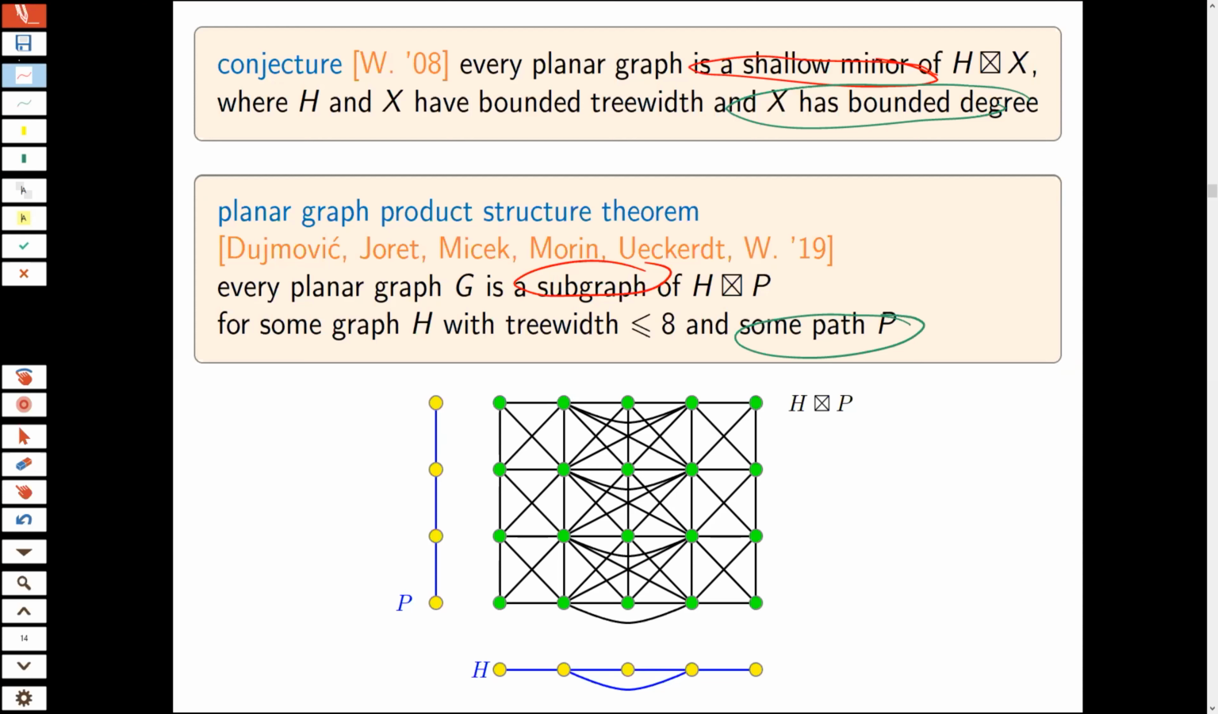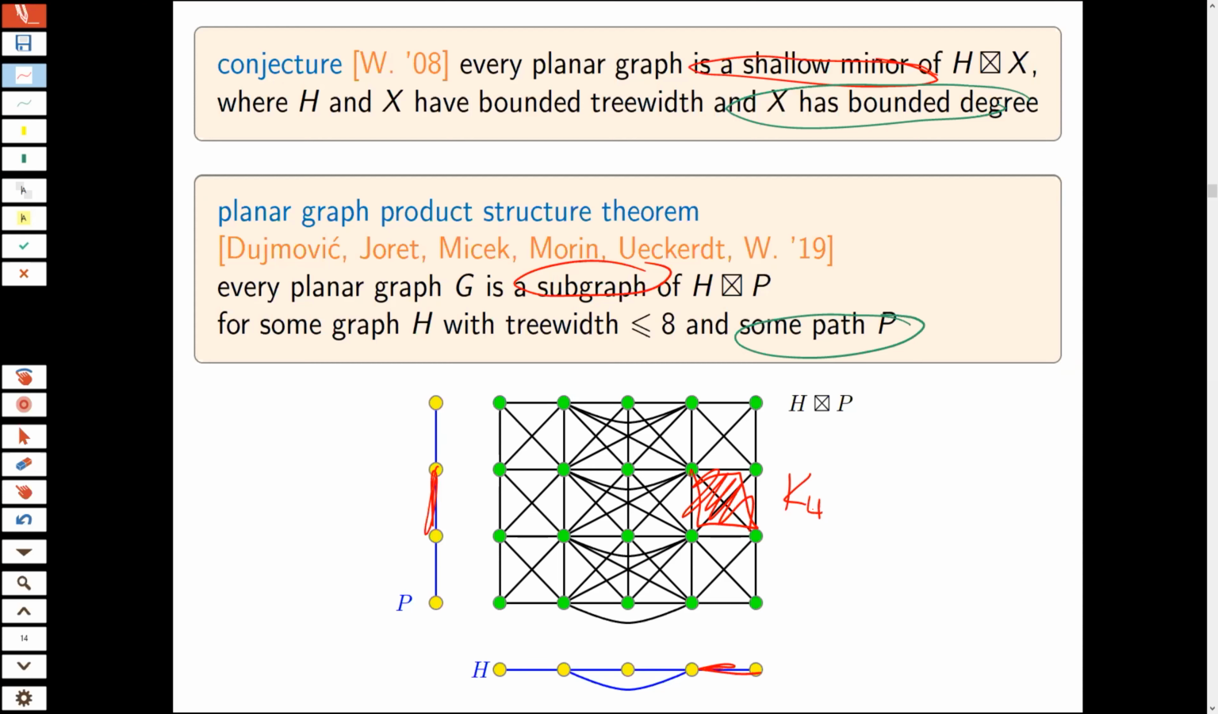And here's another picture of a strong product. Each row is a copy of H, and for each edge of H and each edge of the path, pick this edge here, say, then they always produce a K4 in the product. And that's basically the definition of H times P. So magically floating in this product, you have your given planar graph. Now we developed this theorem while trying to prove that planar graphs have bounded Q number.